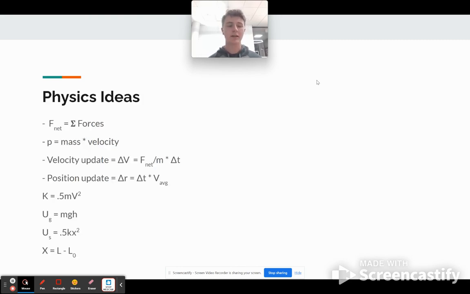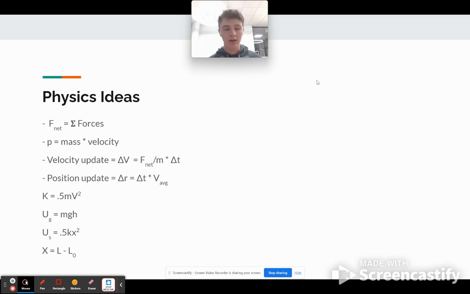So, important physics ideas as seen. The first four have been pretty consistent through all of our labs. That net force is the sum of the forces. Momentum's not super important for this one, but you could use it for the velocity and position update formulas, which are the same as they always have been. The new ones, the important ones, are the last four.